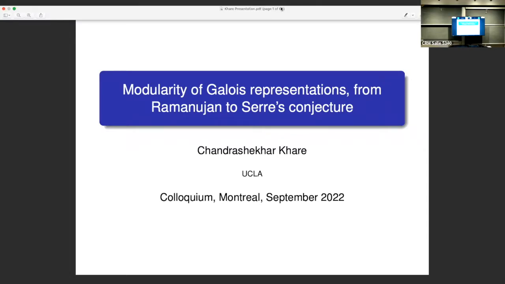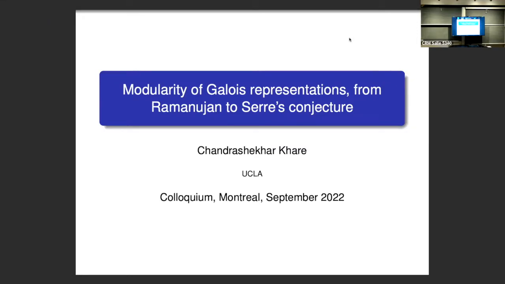It's my pleasure to introduce today's speaker, Chandrashekhar Khare from UCLA. Chandrashekhar got his PhD under the supervision of Arthur Ogus and Dinakar Ramakrishnan, and is mainly known for his work on Galois representations, in particular the proof of Serre's conjecture. He is now a professor at UCLA. He has won several prizes for his work, such as the INSA Young Scientist Award, the Fermat Prize, the Infosys Prize, and the Cole Prize. He has been an invited speaker at the ICM, the International Congress of Mathematicians, and he is a fellow of the American Mathematical Society and of the Royal Society. And today he's going to talk about modularity of Galois representations, from Ramanujan to Serre's conjecture and beyond.